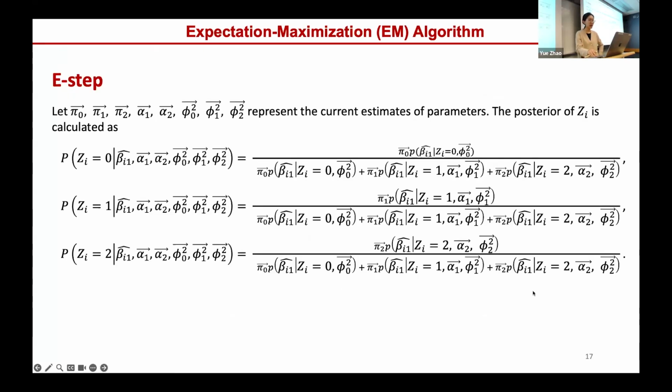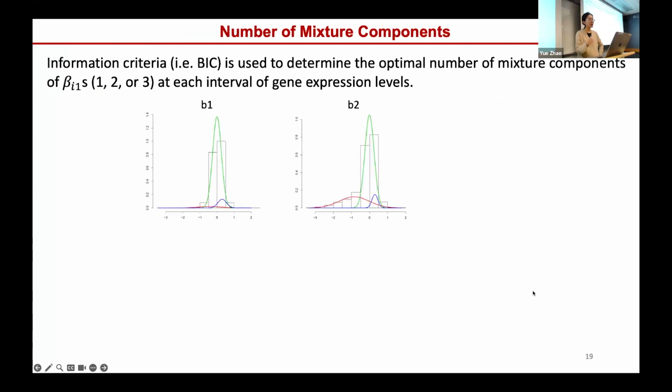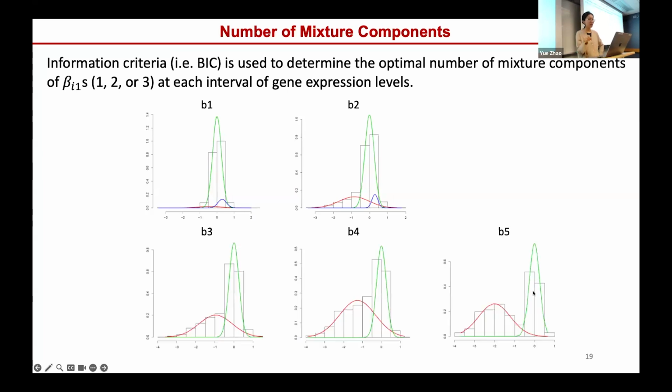So here is the EM algorithm. The E step is quite standard, so I will just skip it. And then that is the M step. So finally, the number of mixture components is estimated by the information criteria. For example, here in the first 2 bins, bin 1 and bin 2, there are 3 components. And in bin 3, 4, and 5, there are only 2 components.